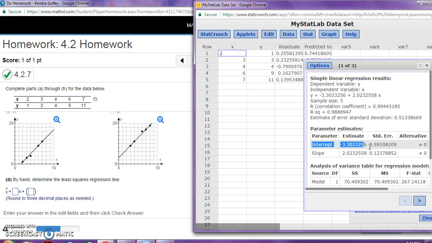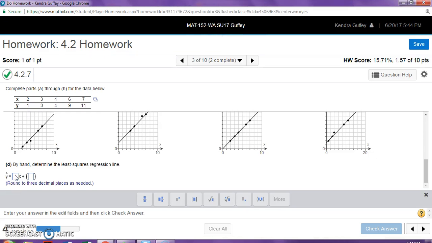Another way you can do it is come down to this table here, and it gives you the slope and the intercept. So I'm going to put my slope in front of x, right? Y equals mx plus b. So our slope is m, and we want to round to 3 decimal places. So be careful when you're asked to round. It may change that. So we have 2.023.